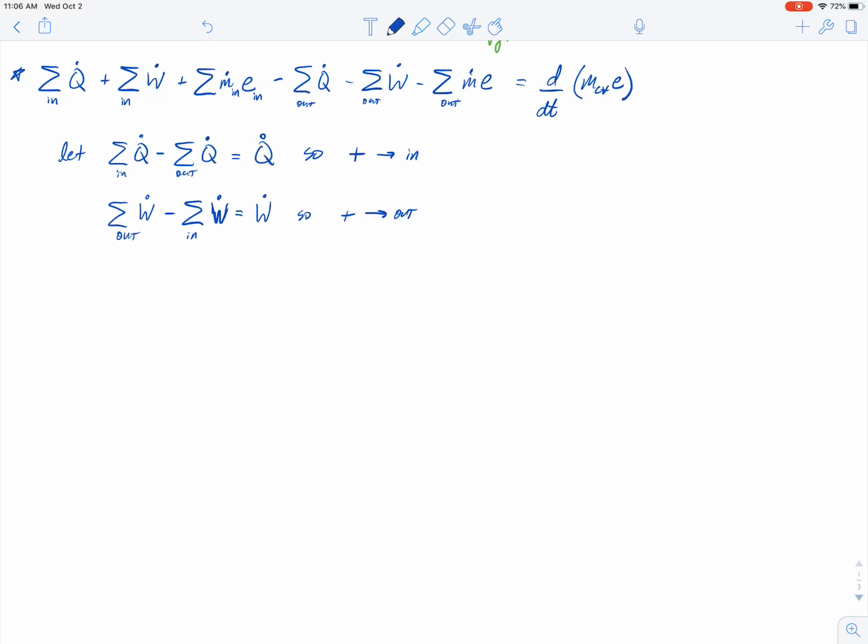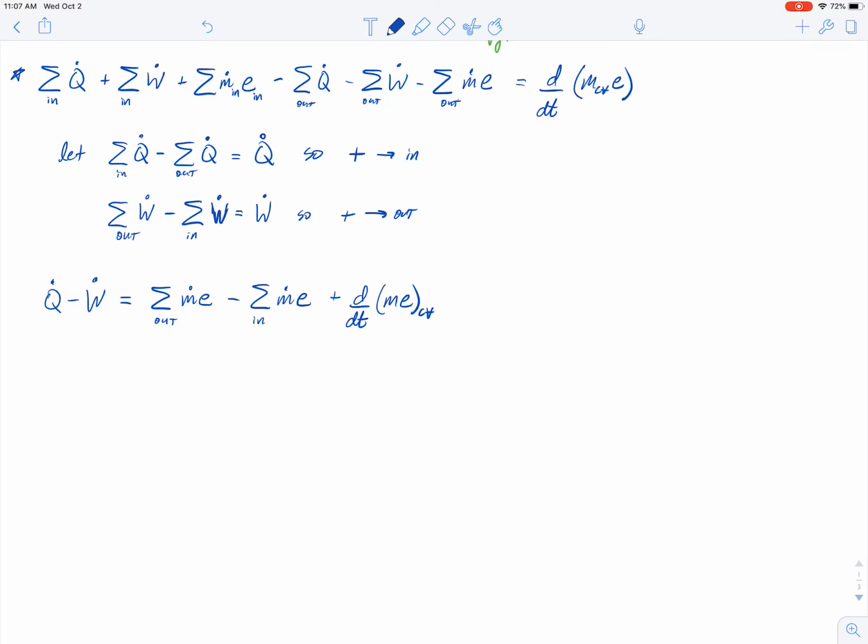Let's incorporate that now. So then on the left-hand side, we have the total rate of heat transfer minus the total rate of work. Then I still have these leftover mass flow rate terms. I'll move them over to the right-hand side. So I'll have the sum of energy leaving by mass flow minus the sum of energy entering via mass flow, and the time rate of change of the energy inside my control volume.